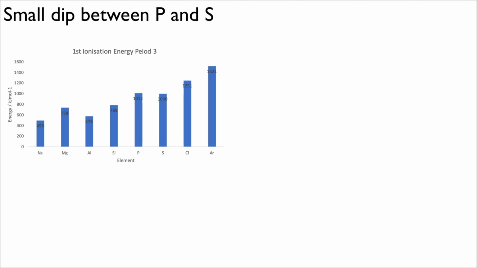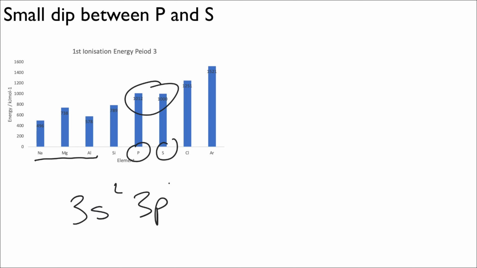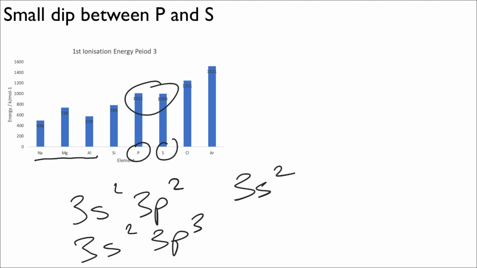Okay, there is another small dip between phosphorus and sulfur. Okay, so this small dip again can be explained in terms of electron configuration. So we just looked at the electron configurations up to aluminium. Silicon is obviously going to have a 3s2, 3p2. Phosphorus 3s2, 3p3, and then sulfur 3s2, 3p4. So what's going on here between the 3s2, 3p3 and the 3s2, 3p4?